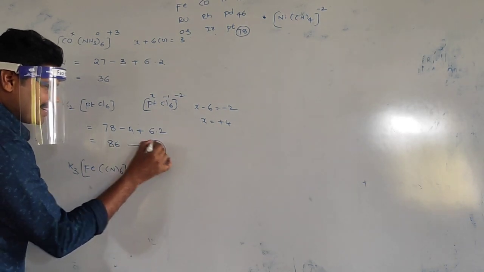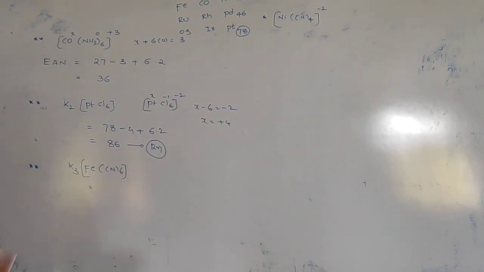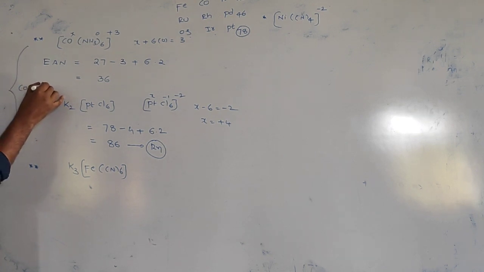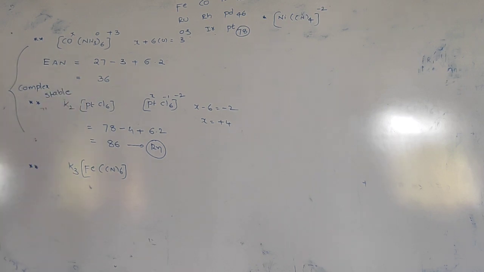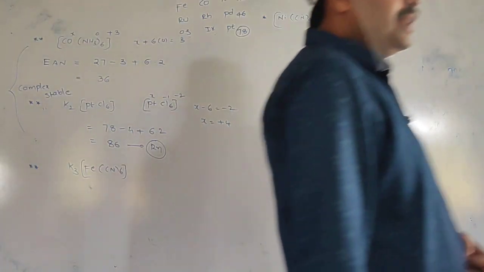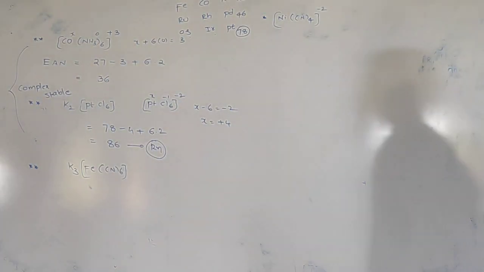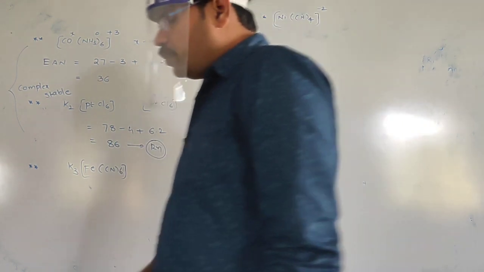86 means radon atomic number, dear students, and that's why these two complexes appear to be very stable. Because their atomic number is exactly equal to an inert gas atomic number, their EAN is equal to the inert gas atomic number. What about the last two?